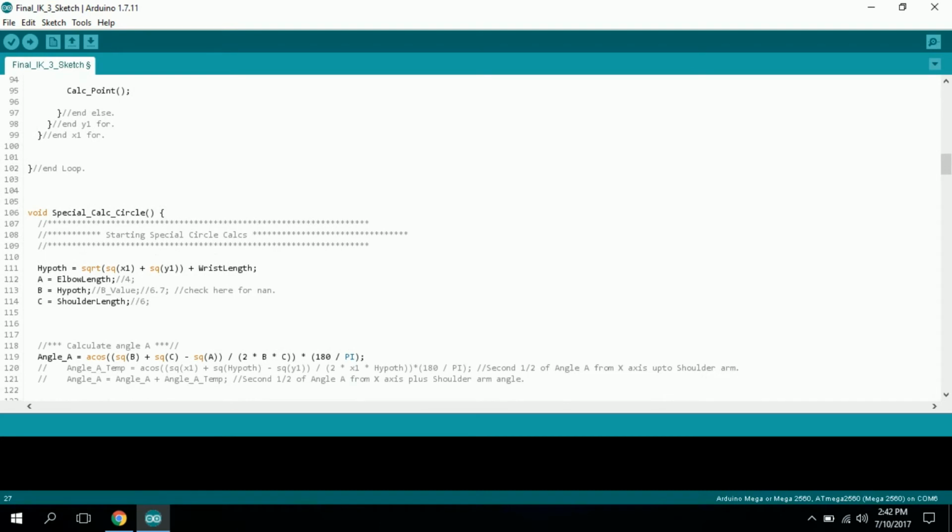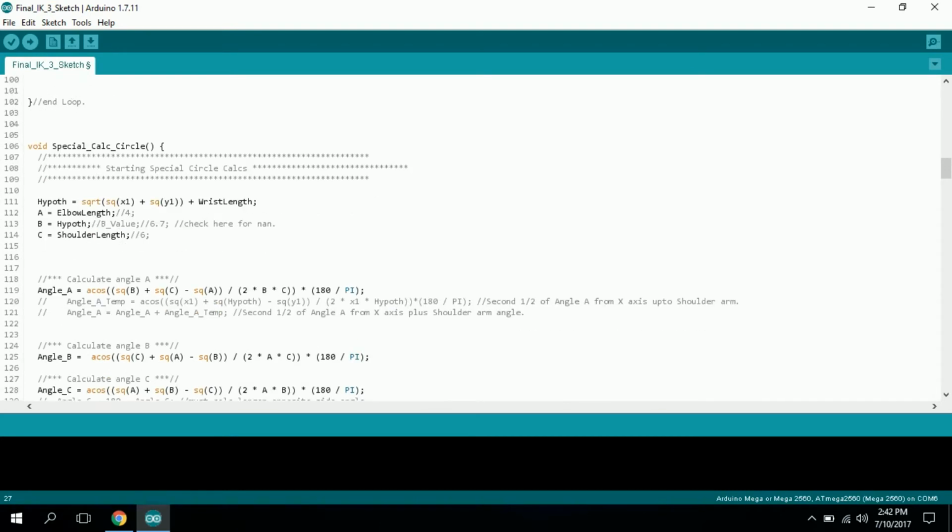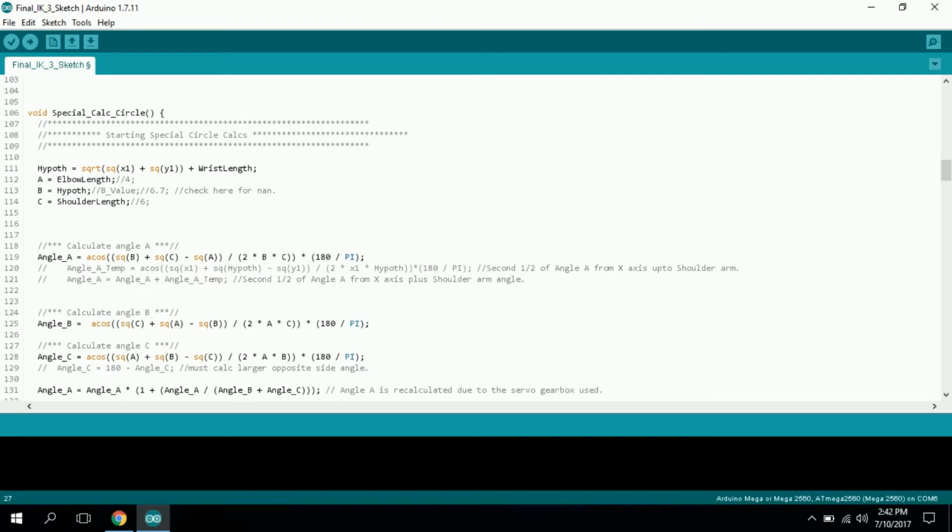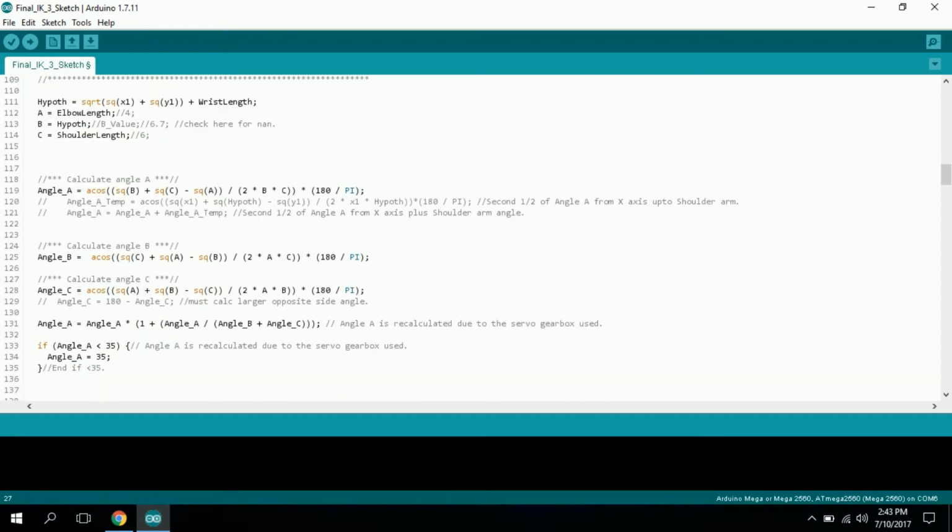So here we have the special calc circle. And basically this is if one circle is inside the other. And so here we find the hypotenuse. Take the square root of x squared plus y squared plus the wrist length. And here A is equal to elbow length, B is equal to the hypotenuse, and C is equal to shoulder length. We then go down and calculate angle A.